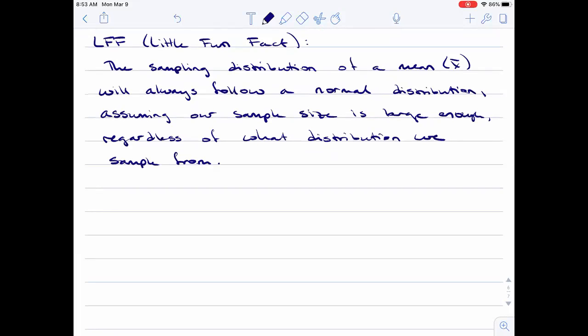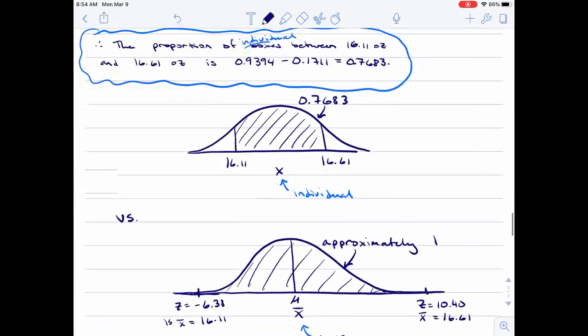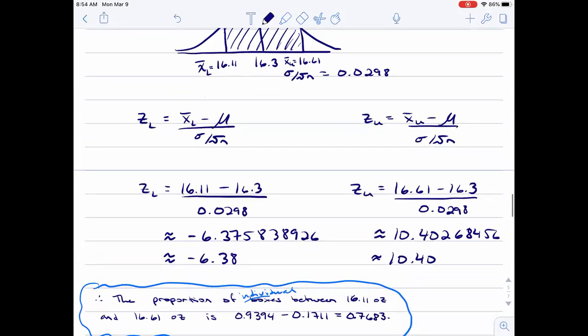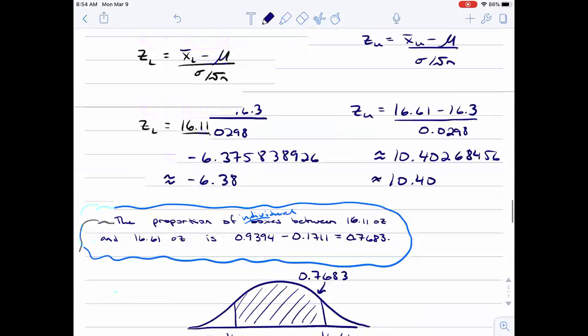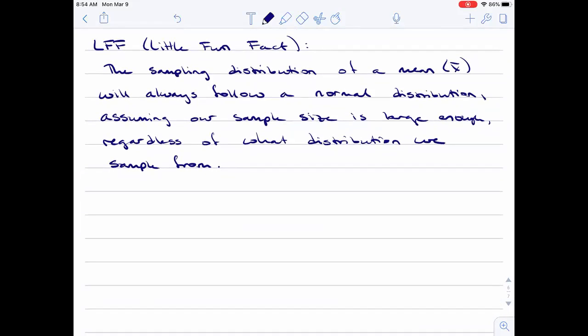What does this mean for us? This means that we don't have to have a normal distribution that we sample from. We're able to sample from a skewed distribution as long as we make sure that our sample size is large enough. We'll kind of touch on that in a little bit here. As long as our sample size is large enough, we can still use this formula, Z equals X bar minus mu over sigma over root n, because we can assume it follows a normal distribution.